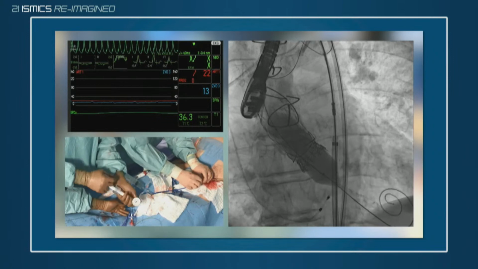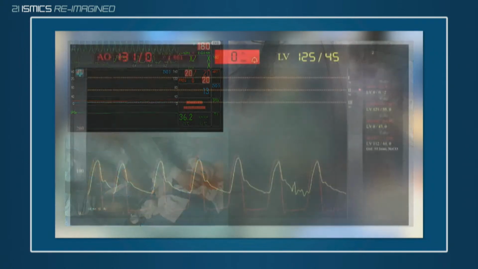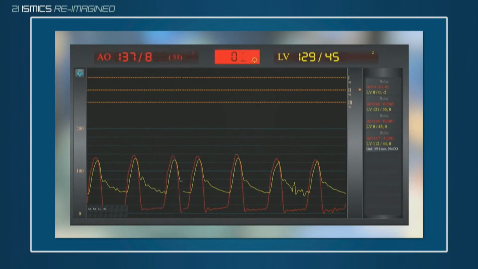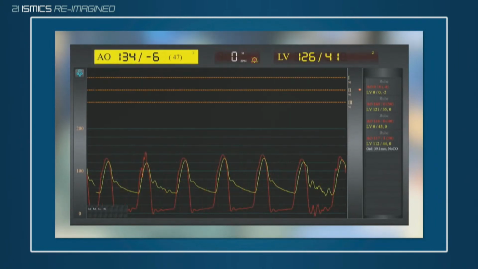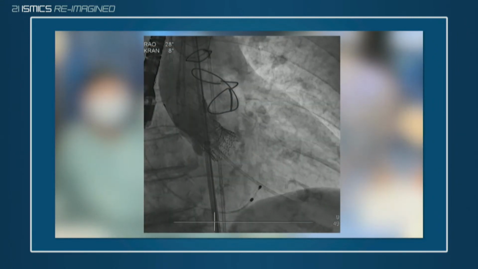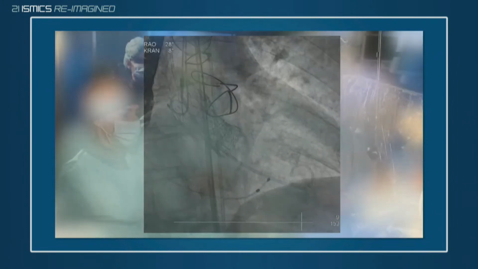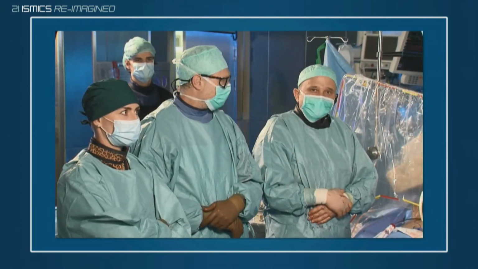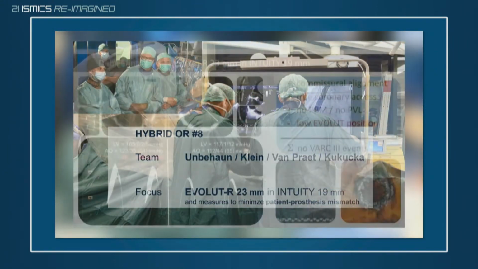Yes. Yeah, I think it's enough. Pacing off. We will measure our invasive gradients again. There's not really a gradient, so it's a peak gradient of 7 to 9 in the end. No regurgitation and good perfusion of both coronaries. That's it. Thank you so much. Okay, thank you very much.